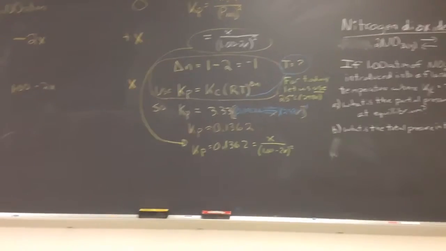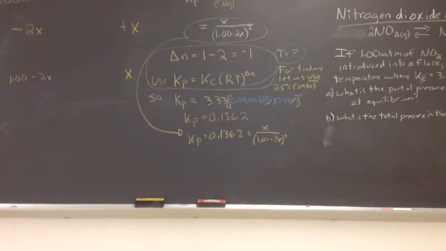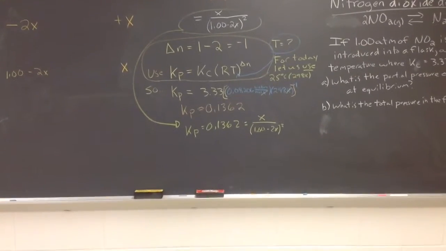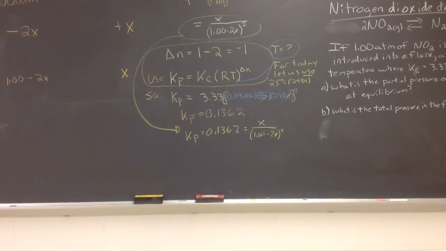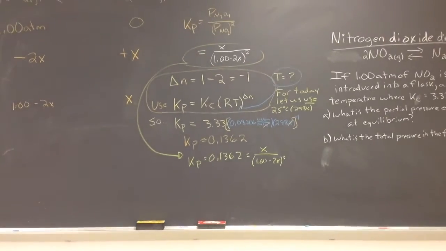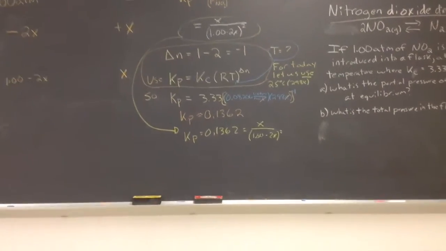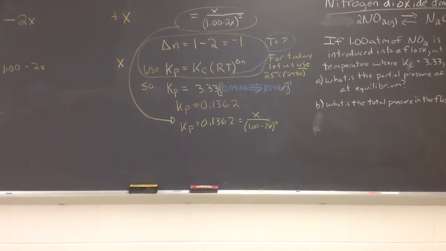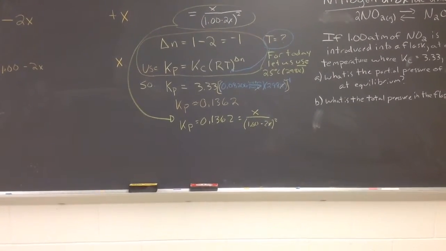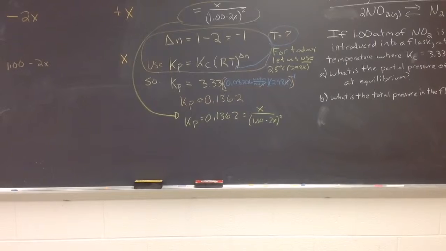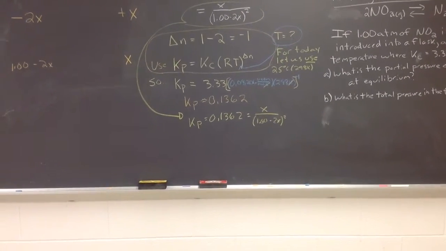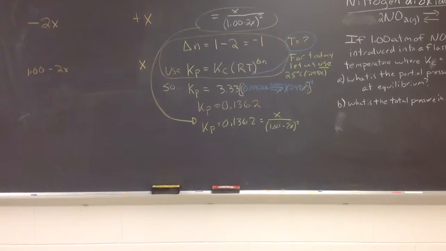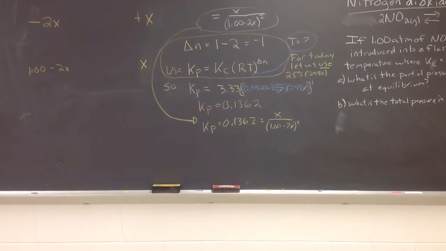So if I solve for that Kp, I get approximately 0.1362. And now I can pull back down that x expression here from the law of mass action, and I get 0.1362, our Kp value, equals x over (1 minus 2x) squared. Now, I cannot simplify like I did in the previous example. I don't have squares for everything, so I can't take the square root of everything.